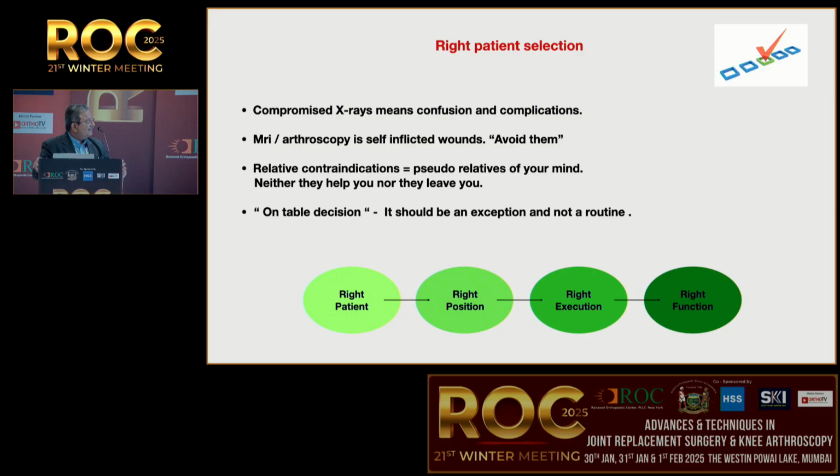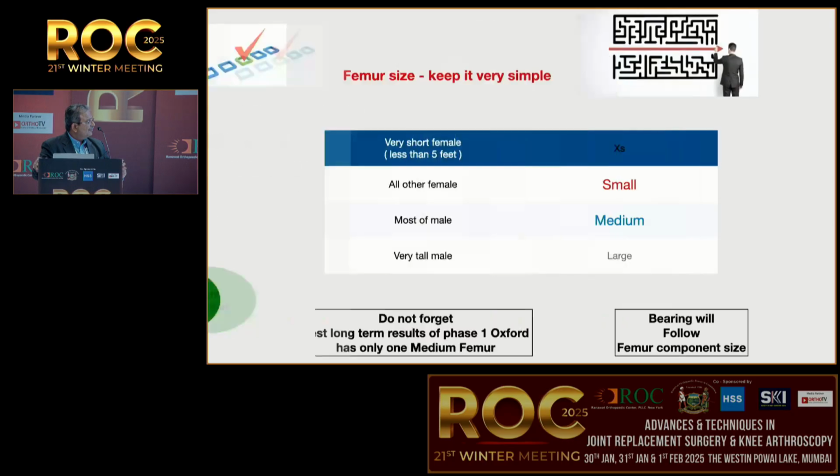So compromised X-ray means confusion; MRI, arthroscopy, we have all. An on-table decision is not a right thing. I personally feel once in a while is fine. You should not tell your patient every single time that I will take a call in your knee and that you may need TKR. You may need it once in a while, it's okay. Every single time, I think it is your lack of confidence, and it is impossible to have a backup all the time. And when you are doing Oxford, it is very difficult to convert it to a TKR position to do total knees.